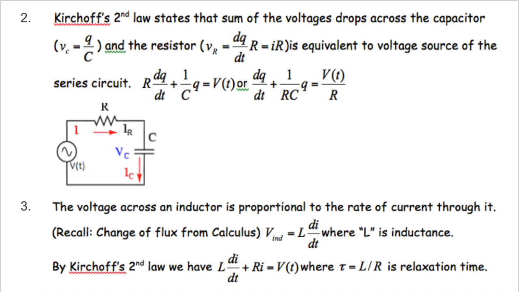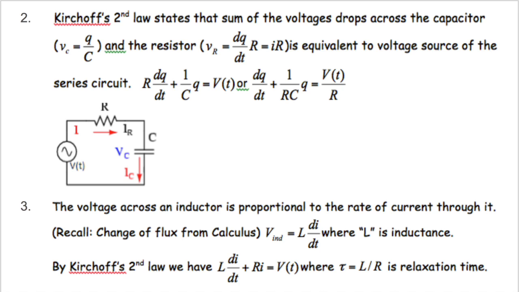The voltage drop across a capacitor is equal to charge Q over capacitance C, and the voltage drop across a resistor is equal to current I times resistance R. So, the differential equation becomes R dQ/dt + (1/C)Q = V(t). Here, we discussed the RC circuit. Now, it's time for the RL circuit.